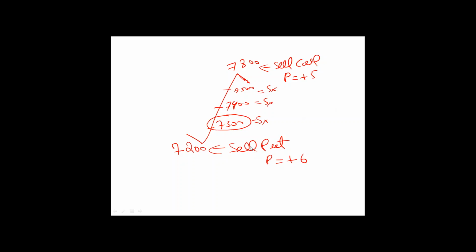Everybody is wrong here. You're selling a call, you're selling a put. At 7800 selling a call, and 7200 selling a put. Think again. Selling a put means when the price goes up, you make money. Selling a call means when the price goes down, you make money. Limited profit, in both cases.